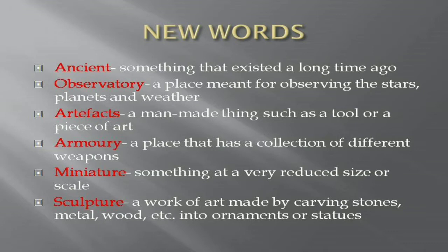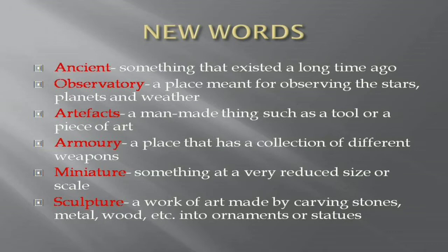First of all, you have to learn certain new words in this lesson. The first new word is ancient. Ancient is nothing but something which has existed a long time ago. Observatory. It is a place meant for observing the stars, planets and weather. India has a famous observatory called Jantar Mantar, which is at Jaipur. It is the largest observatory in the world.